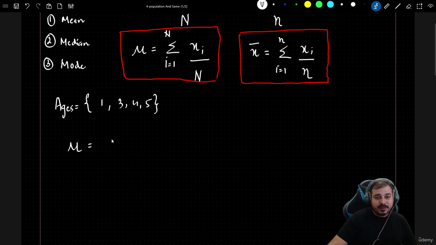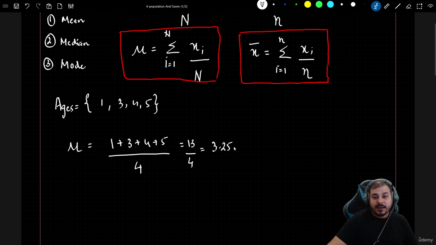So I take the summation 1 plus 3 plus 4 plus 5, and divide this by 4. That is 1 plus 3 is 4, 4 plus 4 is 8, 8 plus 5 is 13, so 13 divided by 4, which is nothing but 3.25. I hope I'm approximately right, 4 threes are 12, then 0.25. So this is basically the mean with respect to these particular ages.